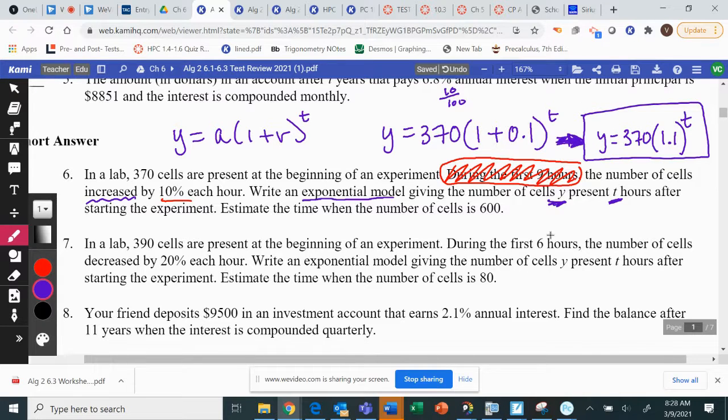And then the second part, estimate the time when the number of cells is 600. So we're going to have to plug 600 into the new amount. Equals 370 times 1.1 to the t. And it says estimate. This is when we went and plugged it in our calculator. So let's do that. If you have your calculator, make sure you play along so that you know what to do on your own when I stop talking.